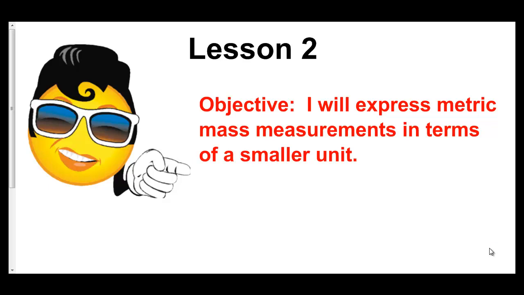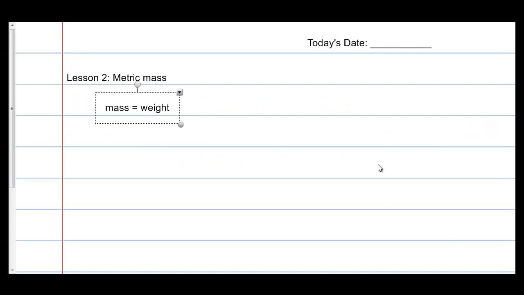This is lesson 2. I will express metric mass measurements in terms of a smaller unit. In lesson 1, we were talking about metric units of measurement, and today we're going to talk about metric mass measurements. So in your math journal, I want you to turn to the next blank page, and write today's date, and also write lesson 2 metric mass.